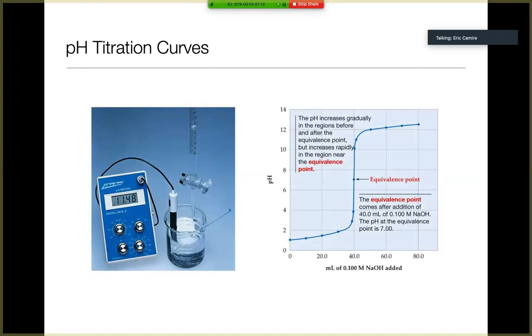So what does the experiment generally look like? Usually we have some sort of unknown solution. Maybe it's a base, maybe it's an acid. In this case, it looks like a base, given that the pH is about 12 or 11.5. I have a known amount of an acid that I can slowly drip in. As I slowly drip that in, the reaction happens and the pH starts to change. When I graph that, I get this F-shaped curve that you're seeing over here.